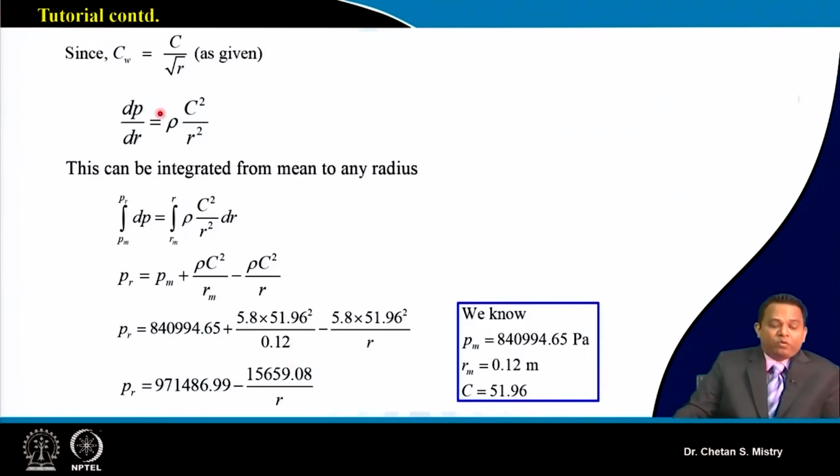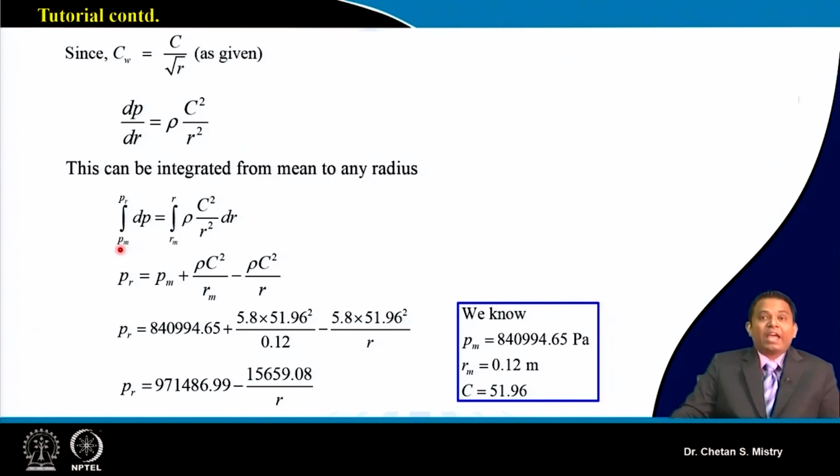Now what is given to us? We know our whirl component is constant divided by square root of r. That's what we can write down in this formula, and we are integrating that from the mean station, because at the mean station my static pressure is known to me. Be careful at what location you know the pressure or temperature; accordingly you need to decide your limit. Same way for axial velocity.